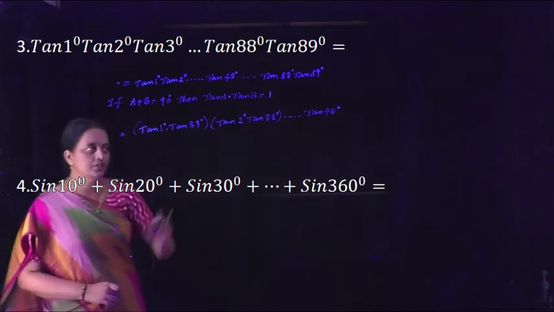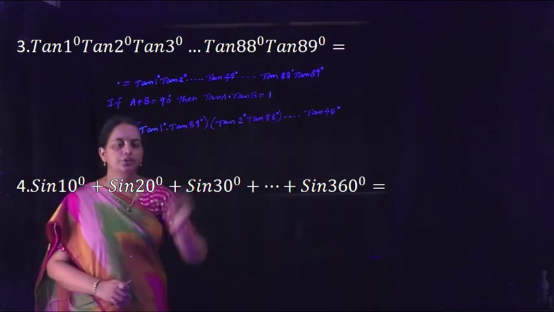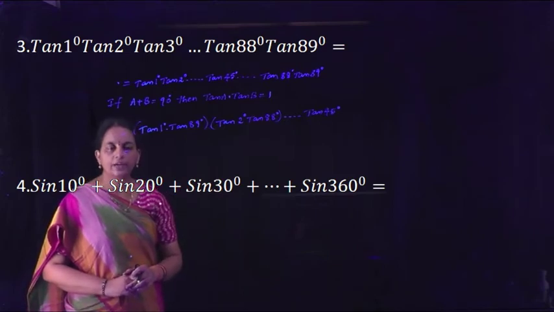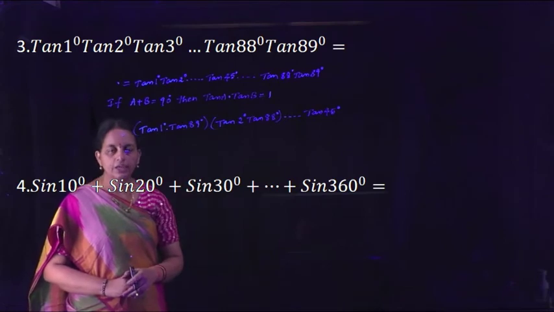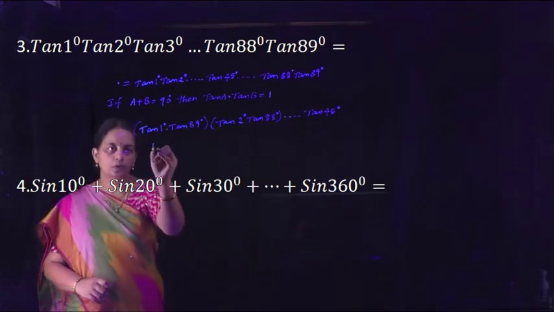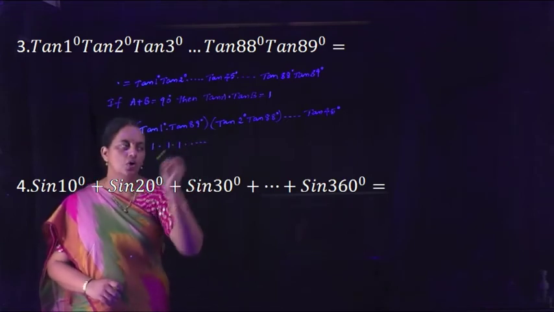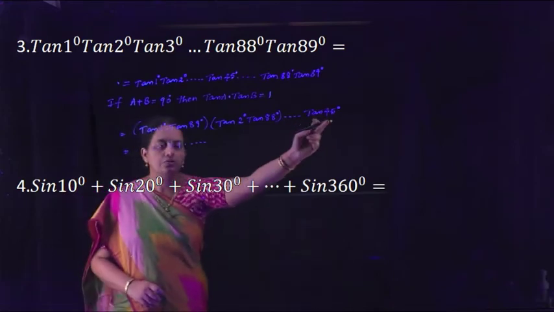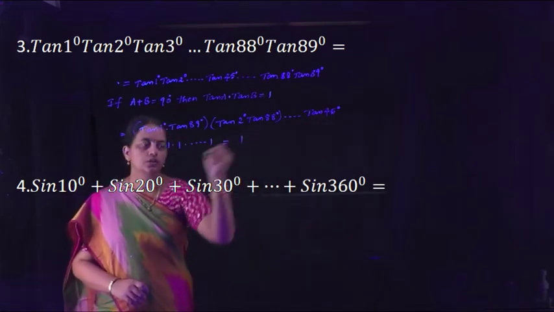The above expression can be written like this. Here the product of every two terms is equal to 1, since the sum of these two angles is equal to 90. If a plus b equals 90, then tan a into tan b equals 1. So this is equal to 1 into 1 into 1 and so on. And the value of tan 45 is also equal to 1, so the result is 1.